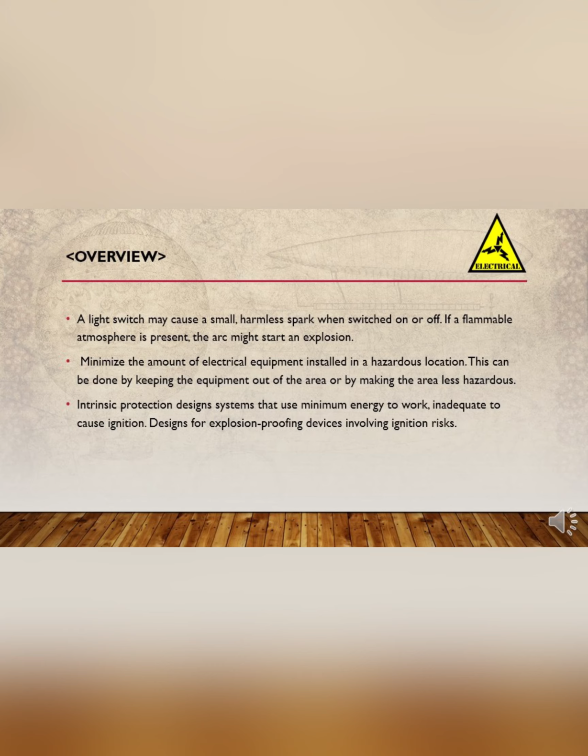So the overview of the topics are: a light switch may cause a small, harmless spark when switched on or off. If a flammable atmosphere is present, the arc might start an explosion. Minimize the amount of electrical equipment installed in hazardous locations. This can be done by keeping the equipment out of the area or by making the area less hazardous. And the last one is intrinsic protection, a design system that uses minimum energy to work, inadequate to cause ignition. Designs for explosion-proofing devices involving ignition risk.